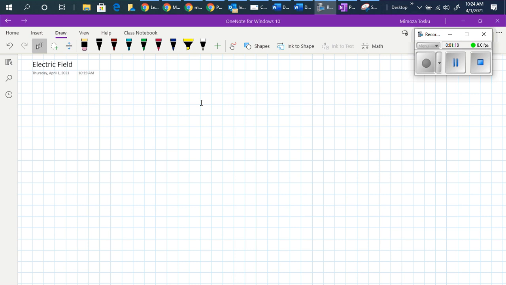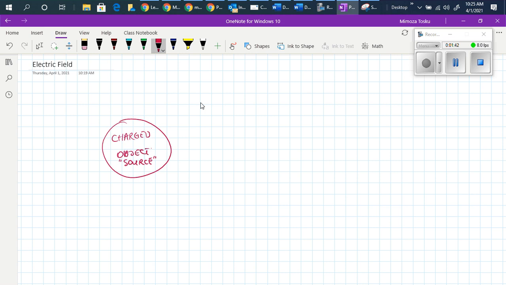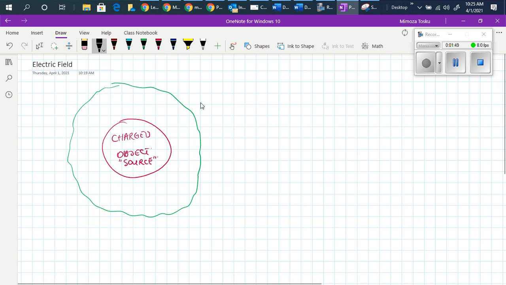In the translation that we do into the electric field, if we have a source, a charged source, then this is surrounded by an area, so that if we place a similar one, and in this case another charged object, on that area, an interaction will happen.